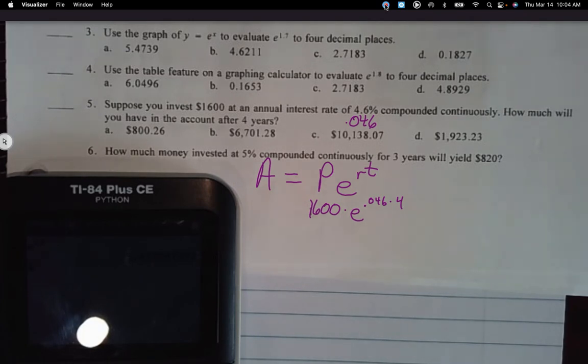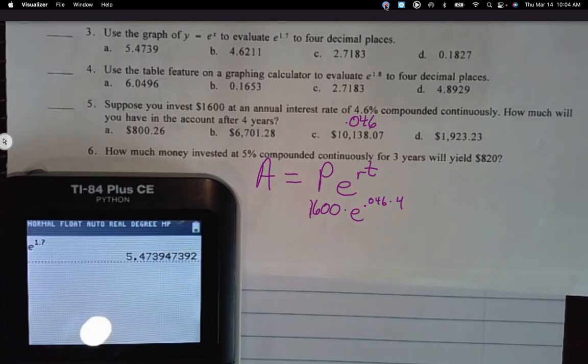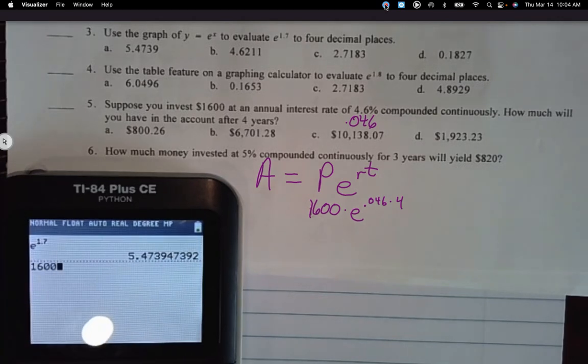Okay? So make sure you can do that real quick. Do 1,600 times E, and it takes it up there, and I'm going to do 0.046 times 4. Okay, did y'all see all those buttons on your calculator? And then if I press enter, there's my answer. It's $1,923.23.